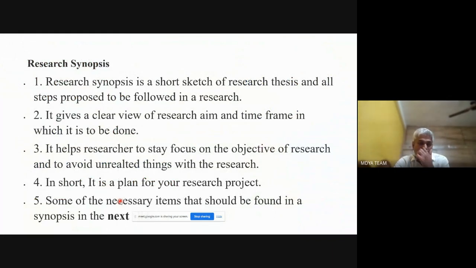So what is a research synopsis? A research synopsis is a short sketch of the research thesis and all the steps proposed to be followed in a research. It gives a clear view of the research aim and the time frame in which it is to be done. It helps the researcher stay focused on the objective of the research and avoid things unrelated to it. In short, it is a plan for your research project. Some of the necessary items that should be found in a synopsis you'll see in the next slide.